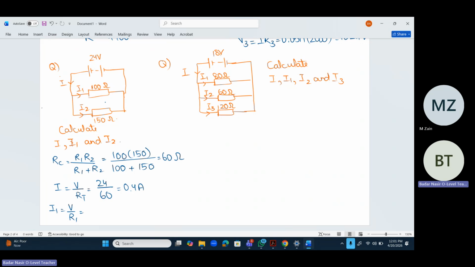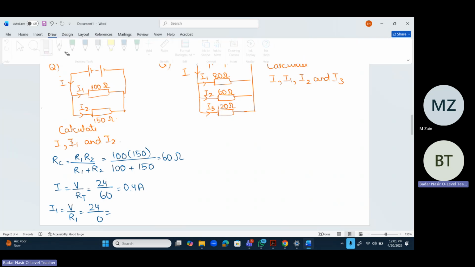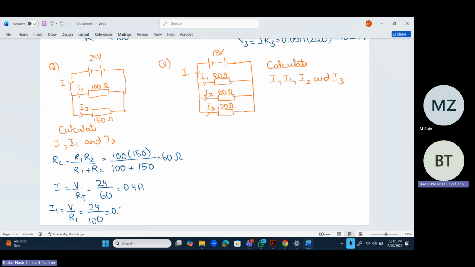Now I1 is going to be V over R1. These two are in parallel, so they both get 24 volts. So 24 divided by 100 gives us 0.24. Now the total current is 0.4 ampere, and 0.24 ampere goes to this one, so the remaining current goes to I2. So I2 is I minus I1, so 0.4 minus 0.24 gives us 0.16 ampere.